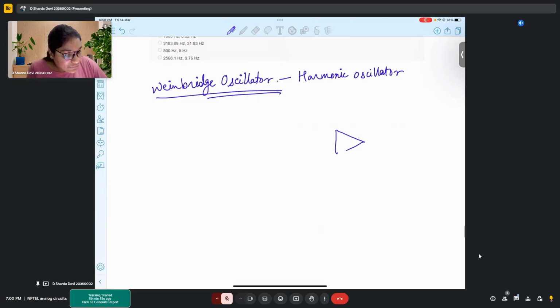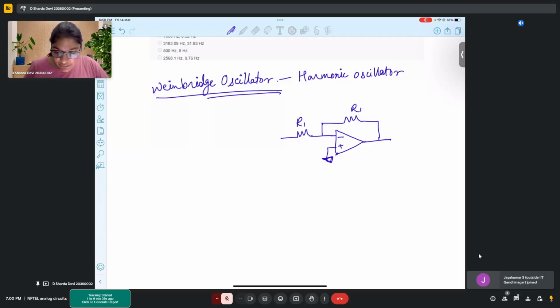How does this look like? So here, let's say you have a negative feedback amplifier, R1. This is also R1. So this is your amplifier, the basic amplifier that we all know, right? Now here you would have a capacitor, a resistor followed by a capacitor in series. Then we will have a resistor and capacitor in parallel.